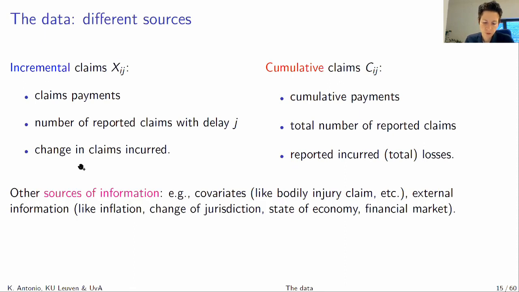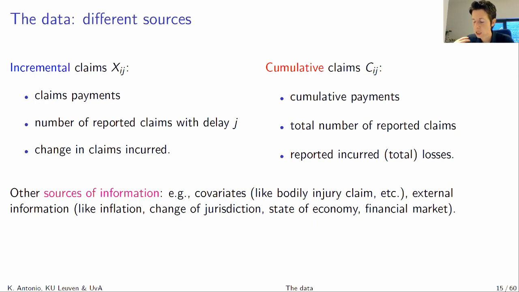Now, of course, sometimes you've got other sources of information as well. You may have covariates, right? Because you may have some information about what actually happened, what kind of accident. Was it a bodily injury claim? Is it a material damage claim? And so on. You may also have some external information. What's happening to inflation? Was there a change in the law? A state of the economy change? Something we need to keep in mind.